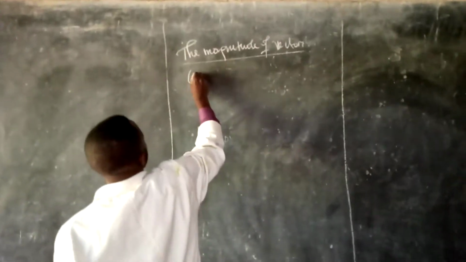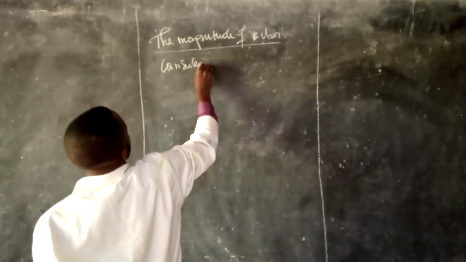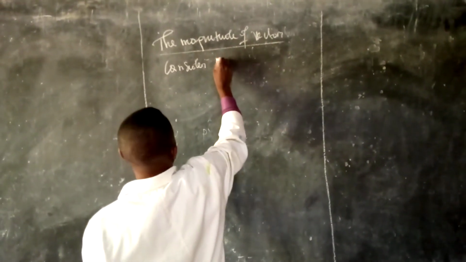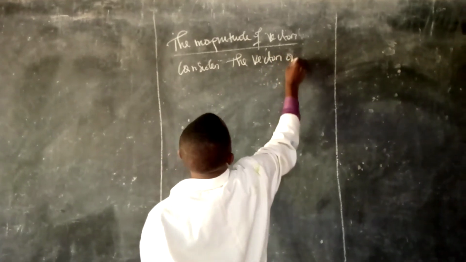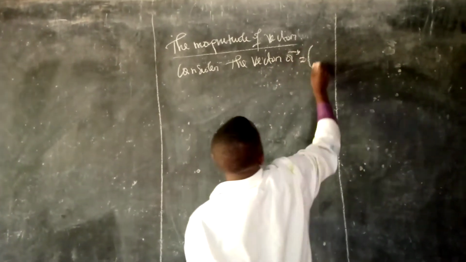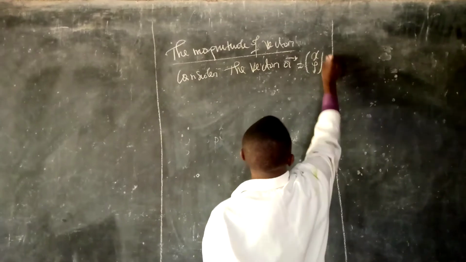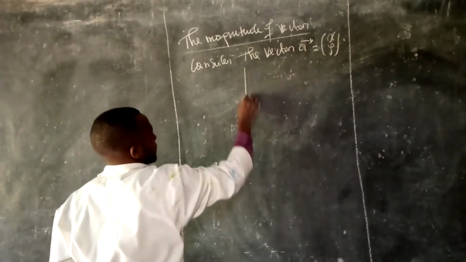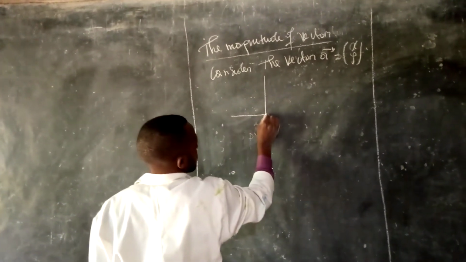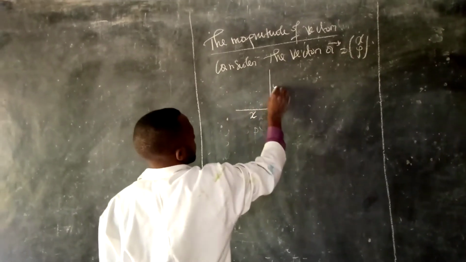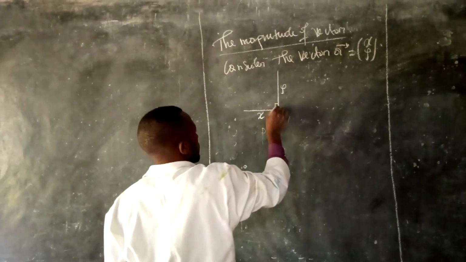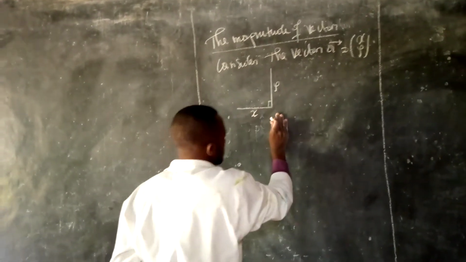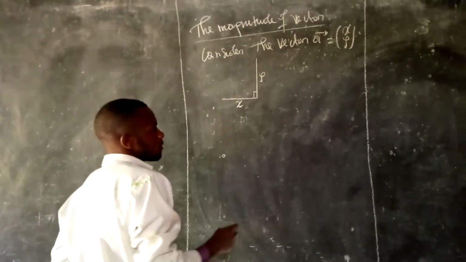So now consider the vector A. That it has the coordinates x and y. Let us take this one. This is x, this is y. And now x represents horizontal displacement, y represents vertical displacement.